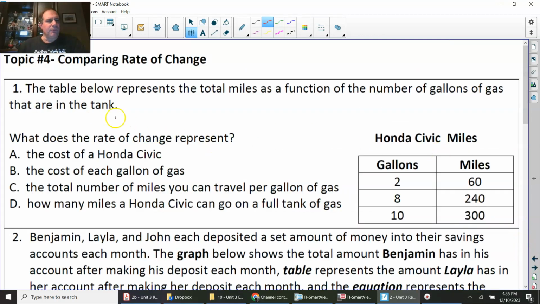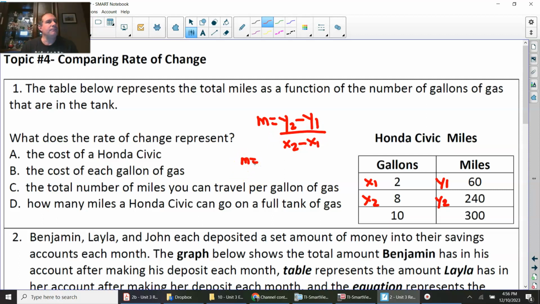All right, topic number 4. The table below represents total miles as a function of the number of gallons of gas that are in the tank. And we're just looking at the rate. What does the rate of change represent? So you have to be careful here. This is what I'm going to do. To make sense of this, I'm going to just do y2 minus y1 over x2 minus x1, and I'm going to put words in, because this helps me.